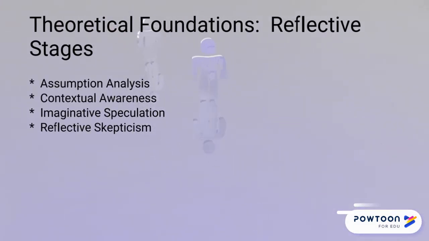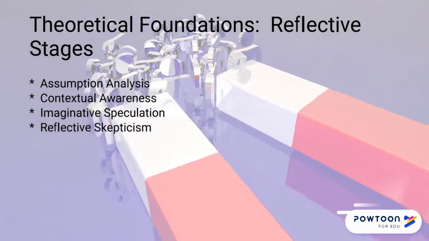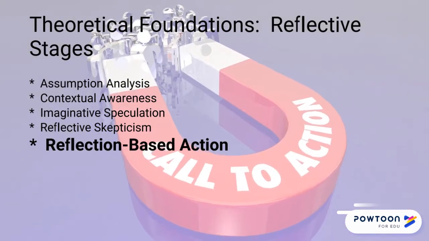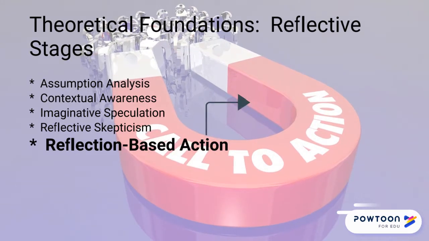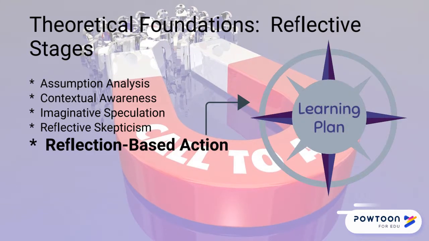All of these first 4 stages should lead us to decide on an action or actions that will change or improve our practice. The product of this step would be a learning plan with specific activities and goals for improvement. Without this step, all that reflection is kind of useless.